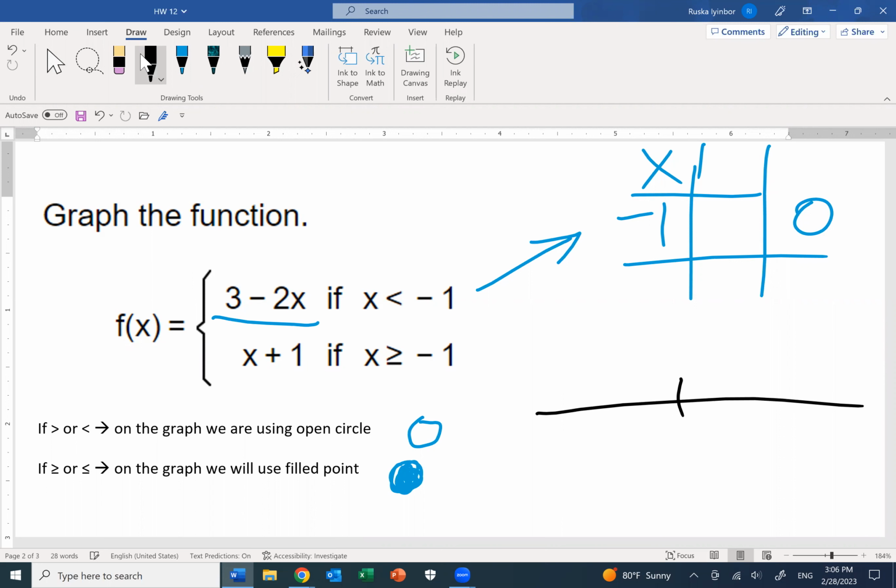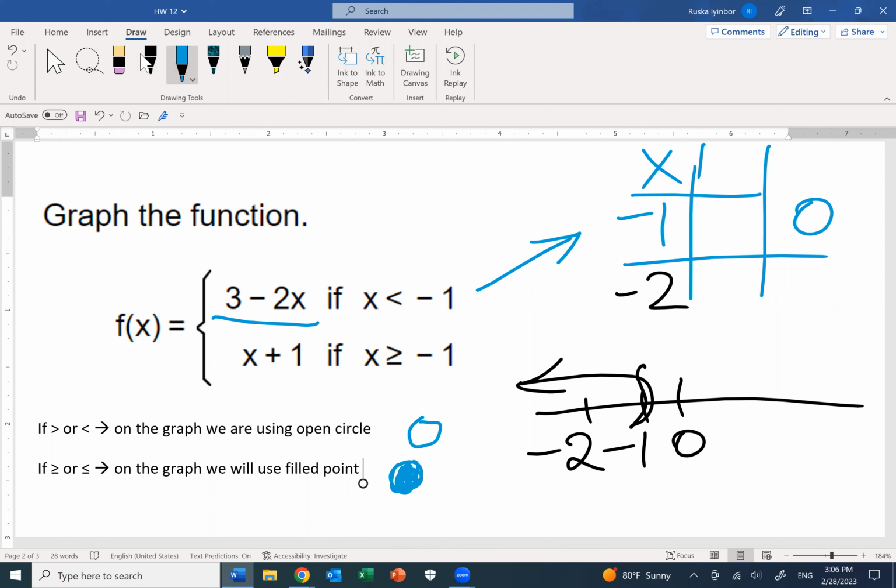You have 0, you have negative 1. The next smaller number is going to be negative 2, negative 3, and so on. So if you're on the negative side of the number line, the numbers less than negative 1 go this way. So you could be negative 2, negative 3. I'm going to put negative 2, any number to the left of negative 1.